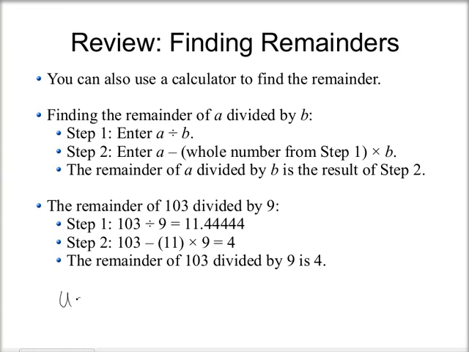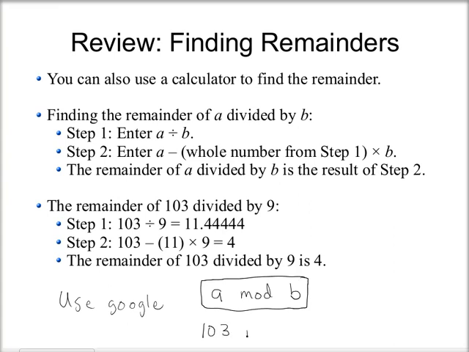You can also use Google. This is an easy way to find remainders. So if I want to find the remainder of A divided by B, I'm going to enter A mod B into Google. In this case, if I enter 103 mod 9 into Google, that's going to tell me that that's equal to 4. And we'll come back to this mod next week.